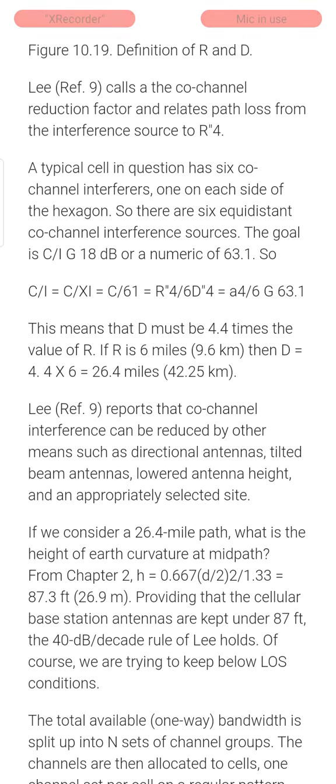Lee reports that the co-channel interference can be reduced by other means such as directional antennas, tilted beam antennas, lower antenna height, and appropriately selected sites. If we consider a 26.5 mile path, what is the height of Earth curvature at mid-path? From chapter 2, h is equal to 0.667.